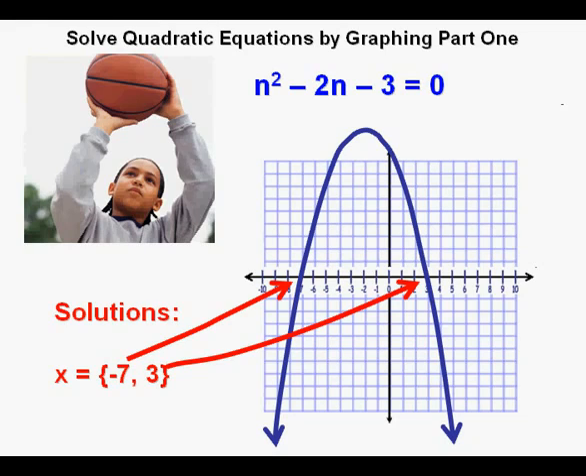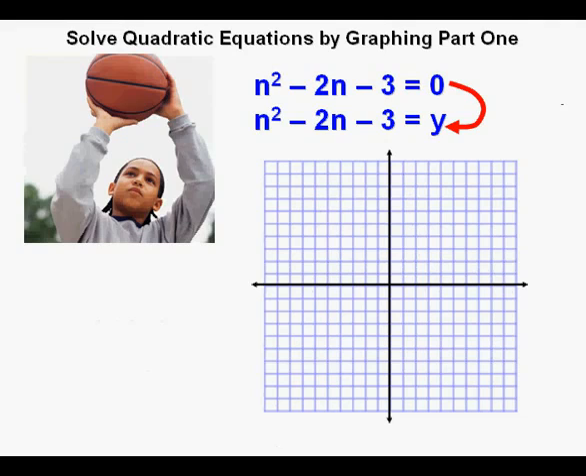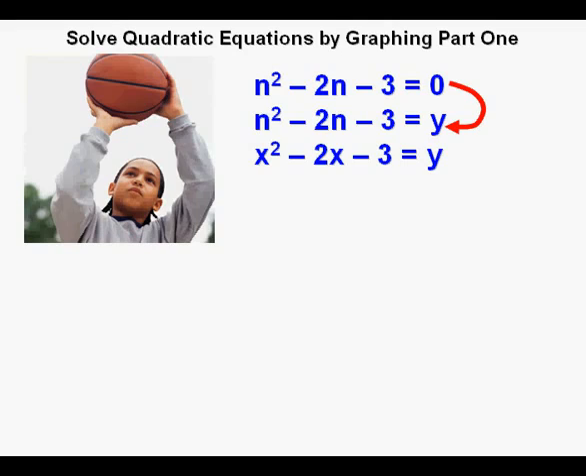Now back to our problem. In order to graph on a coordinate plane, Joe will need to change this quadratic equation into a quadratic function. The first thing he does is change the 0 on the right side to a y. The next step is to convert the n's to x's so it's graphable on an xy coordinate plane. Joe has now created a quadratic function from a quadratic equation that he can graph on a coordinate plane.